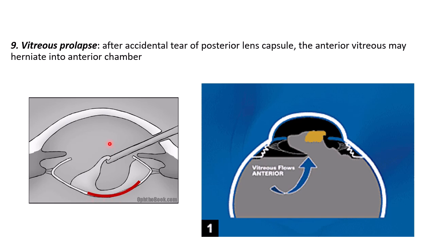If this tears, this anterior chamber and posterior chamber become continuous. So the vitreous starts to flow posterior to anterior, and it may be present in the anterior chamber over here. So this phenomenon is known as vitreous prolapse.